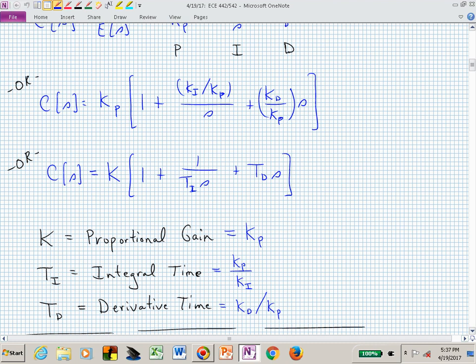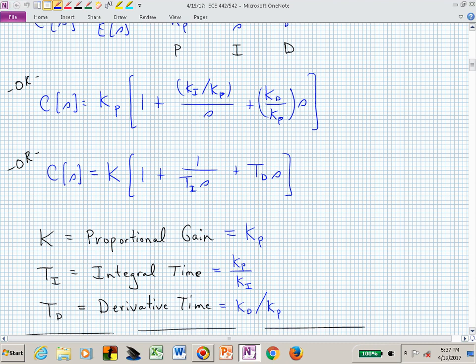We have K, which is our proportional gain. That's just the K sub P value, and that's out front of our controller's parameterization. We have T sub I, which is integral time, and that makes sense. If you look in the expression, we have 1 over T sub I S. And what's S? S is a frequency. We're multiplying it by a variable T, and we want it to be dimensionless.